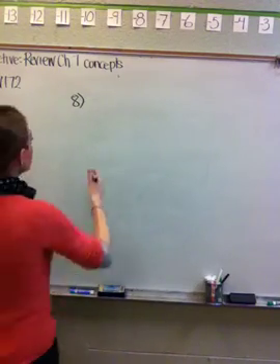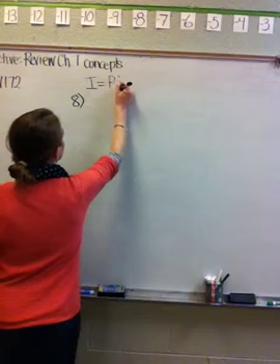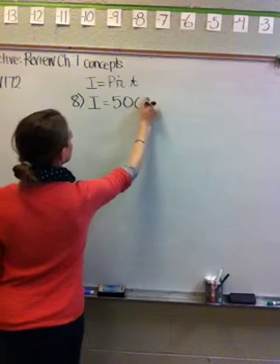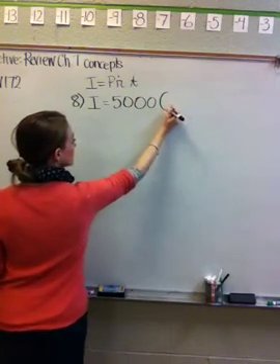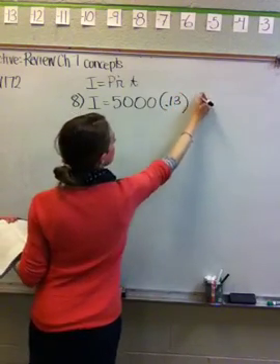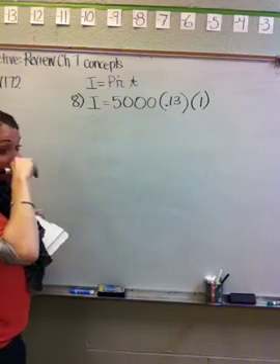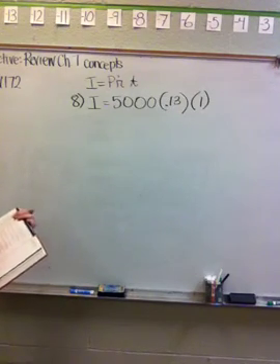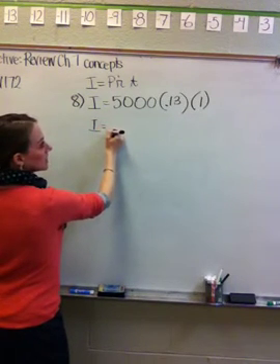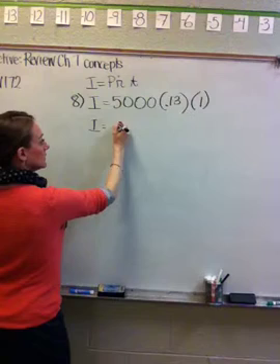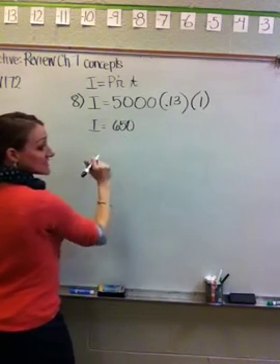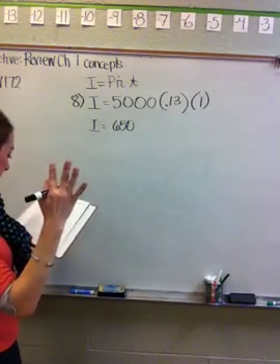Tell me my numbers. 5,000. Okay, so interest is equal to your principal times your rate times your time. So my interest is equal to my 5,000 times 0.13 times my 1 year. My time is 1 year. Does that make sense? So I find this, which is 650. Equals 650.